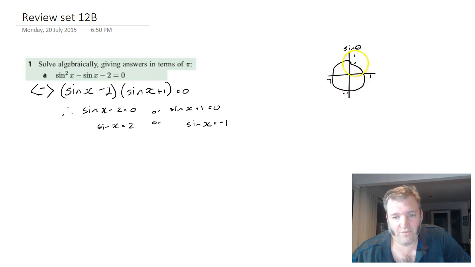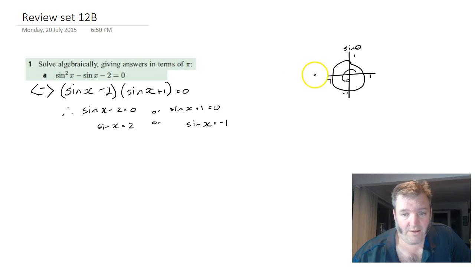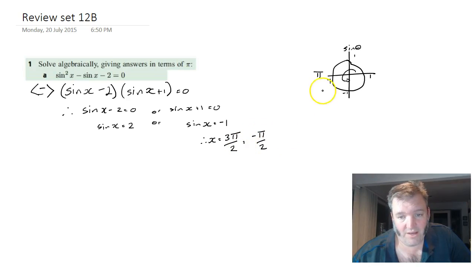It's going to be at an angle of 270 degrees, but they want the answer in terms of pi, so obviously we're looking for radians. So remember, pi radians is 180, so it's 1.5 pi, or x equals 3 pi over 2. You could just as easily say negative pi on 2 if we wanted to go backwards the other way. That would be negative pi on 2, wouldn't it?